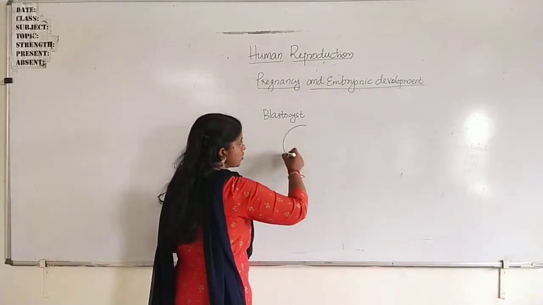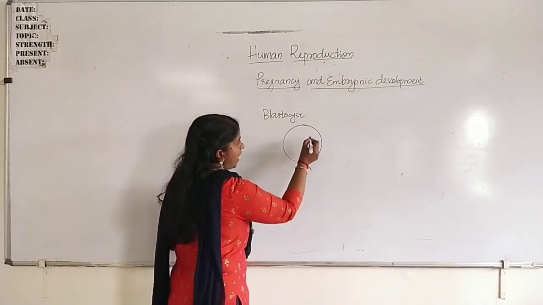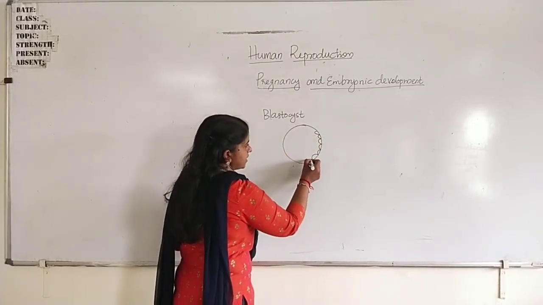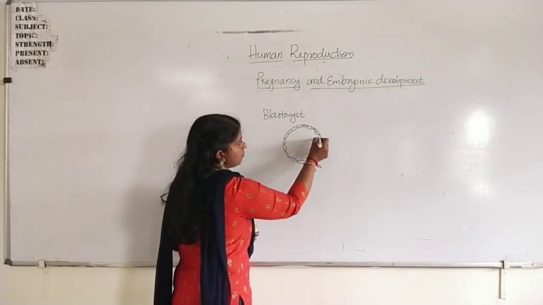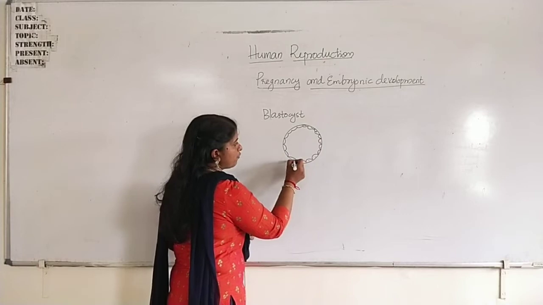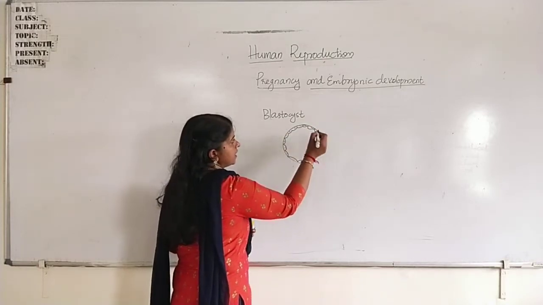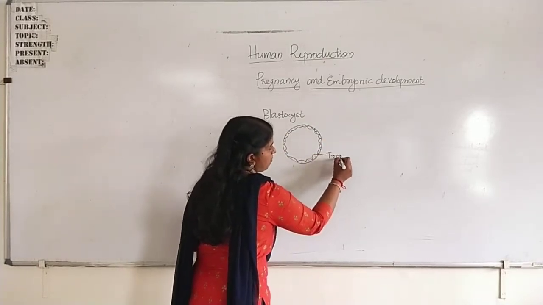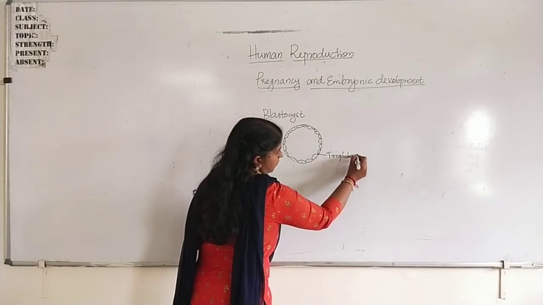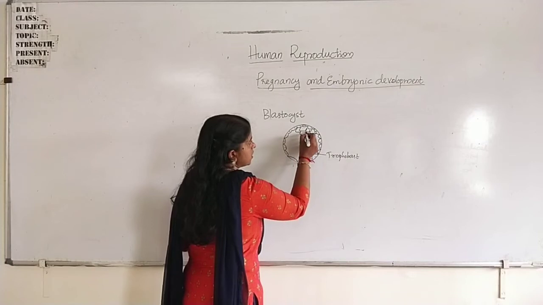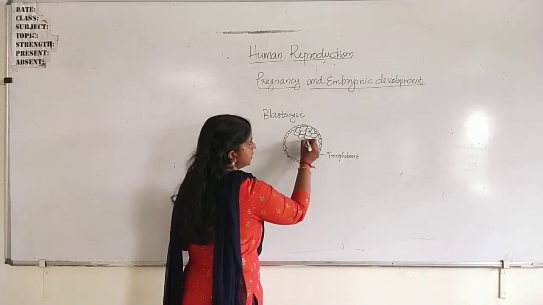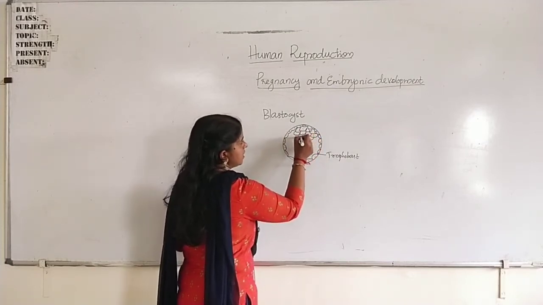Do you remember the structure? It has an outer layer of cells. And what is that layer of cells called? It is known as the trophoblast or trophoectoderm. This is the trophoblast. Okay, and there is the inner cell mass. This is the inner cell mass.